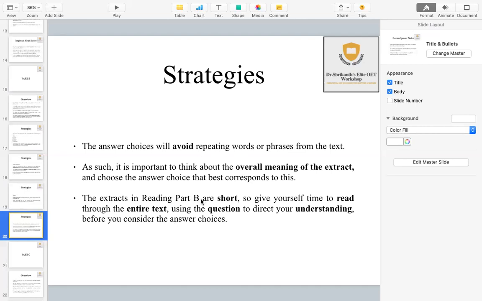The extracts in reading part B are quite short, so give yourself time to read through the entire text. Use the questions to direct your understanding before you consider the answer choices. Since, as I told you before, the part B readings are not elaborate, they are not expanded and huge and massive.